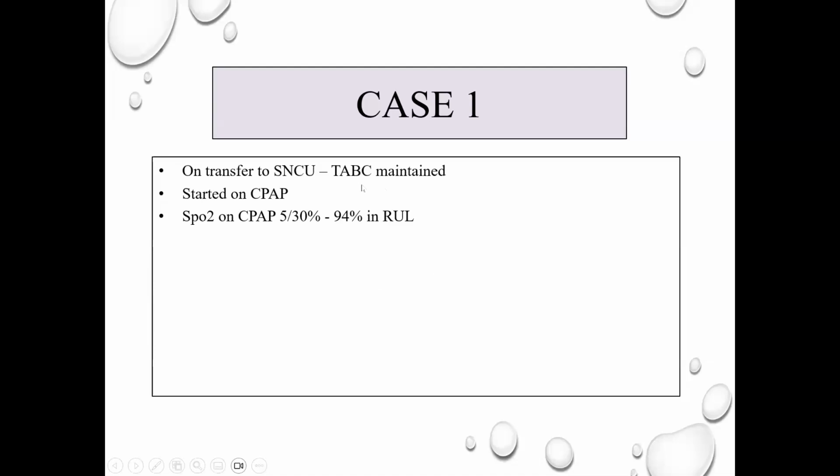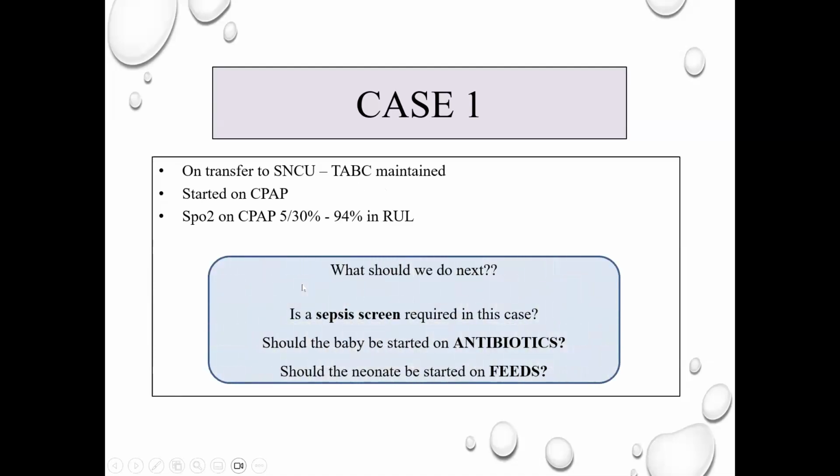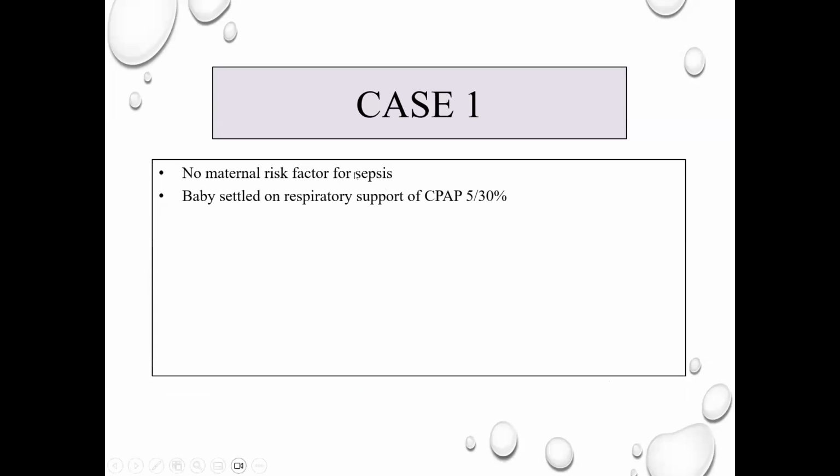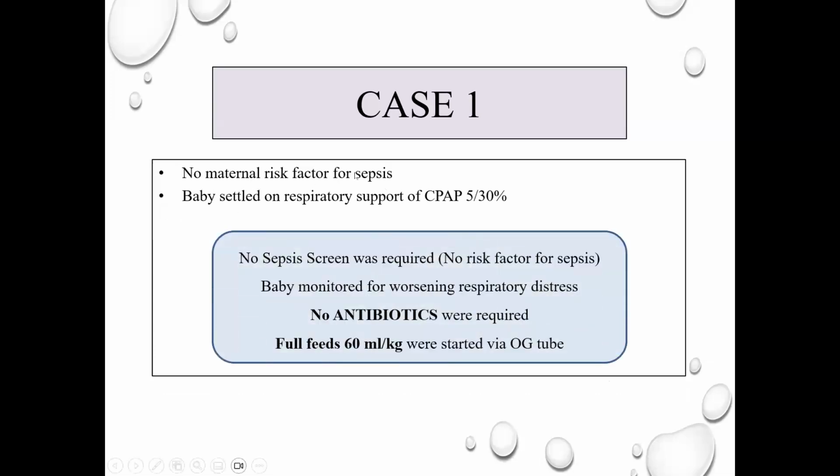and there is no shock, and the other parameters are well maintained. So there were no risk factors for sepsis, and the baby settled on respiratory support. So a sepsis screen is also not required in this case. You just have to monitor the baby clinically.